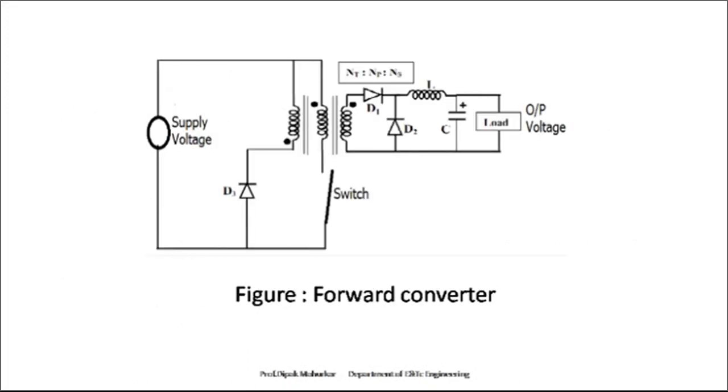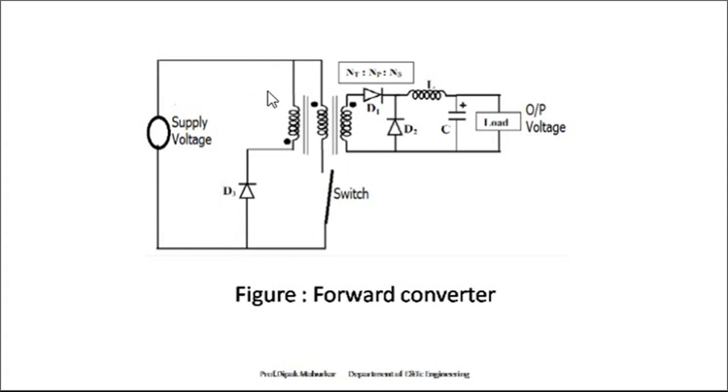See in the forward converter diagram, if you observe this diagram, here is the supply voltage. These two dots indicate the winding of the primary as well as the secondary in the same direction. It means whenever current flows in the primary, at the same time current will flow in the secondary also. And you can observe one additional part that we can connect.